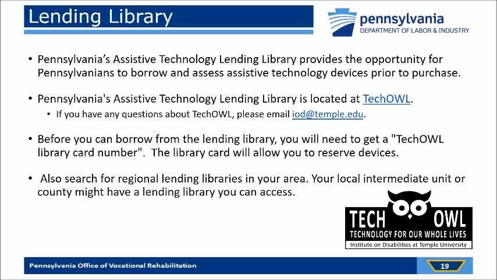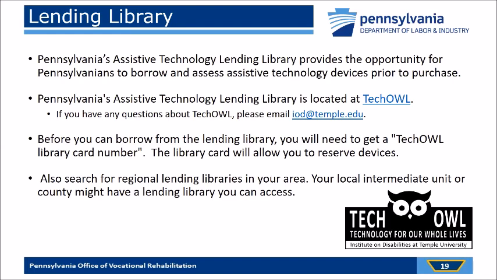Just so you know, when you do hop on that website, before you can borrow from the lending library, you will have to get a library card number. You just basically have to sign up on their website, and then that library card will allow you to reserve devices. Also, if for some reason, again, Tech Owl is not working for you or does not have the device that you need, you can also search for regional lending libraries in your area. So your local intermediate unit or your county might have a lending library you can access simply by Googling your area and adding AT Lending Library.